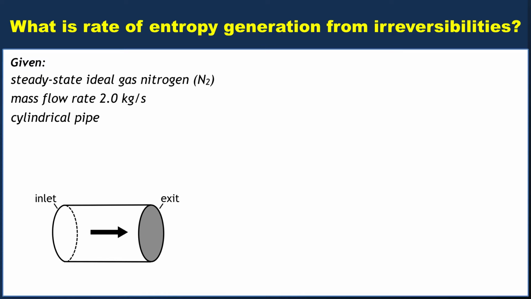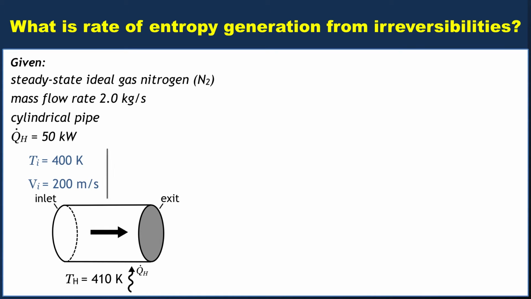We also have a heat transfer involved as gas flows through this pipe that is 50 kilowatts, and it's coming from a hot reservoir at temperature 410 Kelvin. So that's transferring energy into our system as the gas moves through the pipe. The inlet temperature is 400 Kelvin, the inlet velocity is 200 meters per second, and for the exit values, well, actually it's going to maintain its temperature so that the exit temperature is also 400 Kelvin. The exit velocity is 300 meters per second.